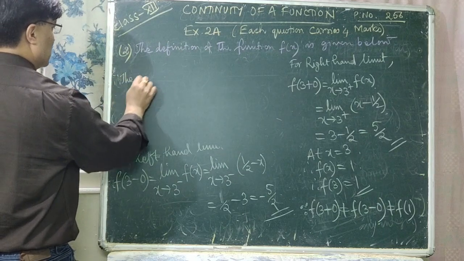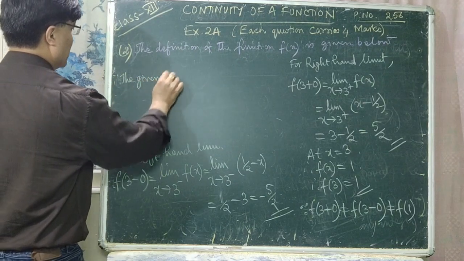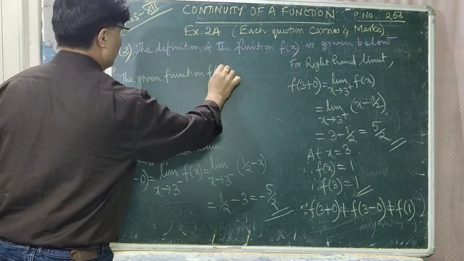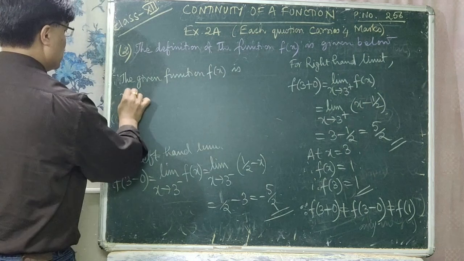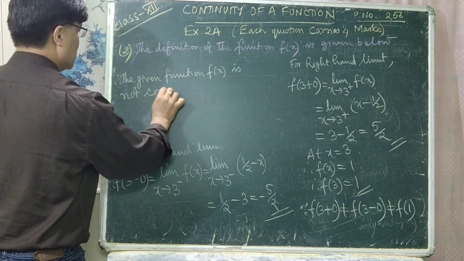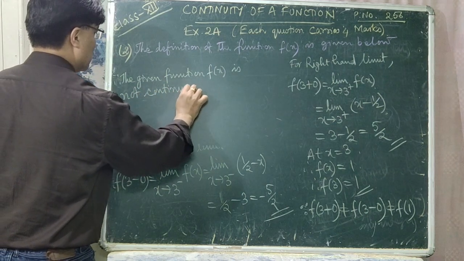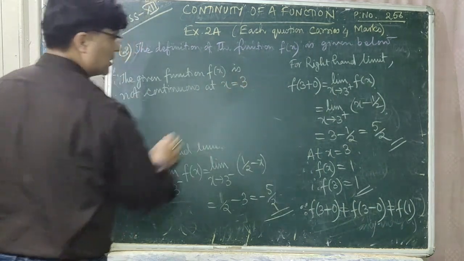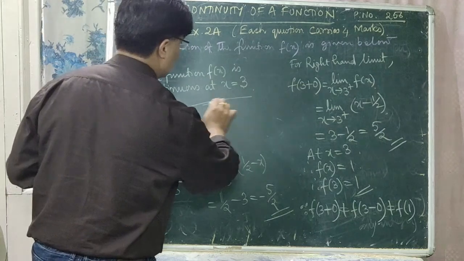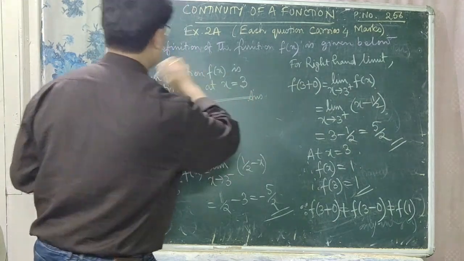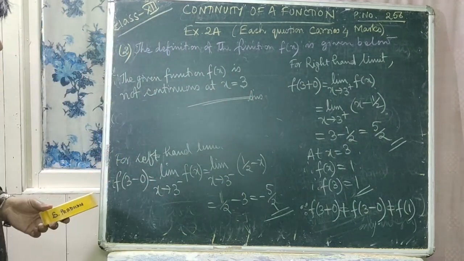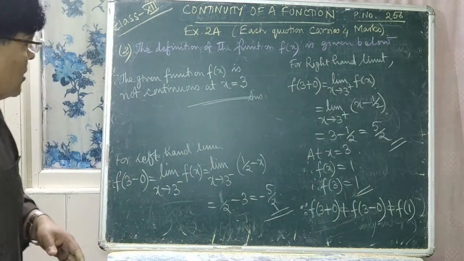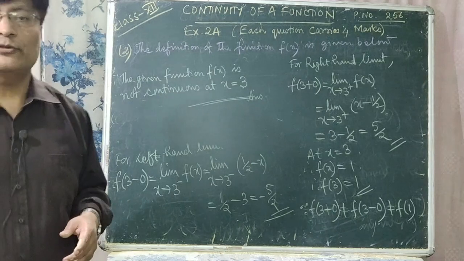Therefore, the given function f of x is not continuous at x equal to 3. So this is your answer. All these three are not equal, so that's why you can write down that the given function f of x is not continuous at x equal to 3.